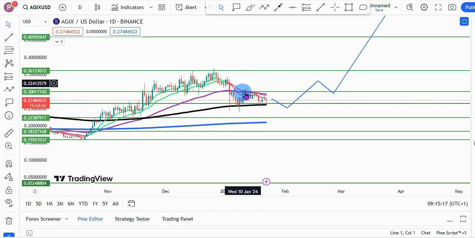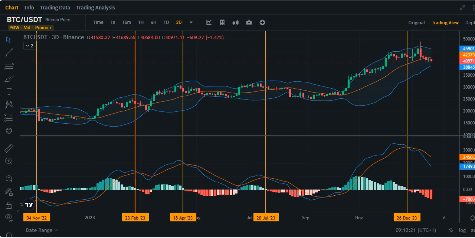Another reason we could see one last push to the downside is Bitcoin, the king of the market. Whenever Bitcoin moves down, a lot of altcoins move down with it, and when Bitcoin moves up, a lot of coins move up with it. We have noticed this pattern on Bitcoin: when we see the MACD cross on the 3-day time frame, Bitcoin usually touches the bottom of the Bollinger Bands before we see a bounce. MACD cross, touch the bottom of the Bollinger Bands, and bounce. We see the same thing again and again.